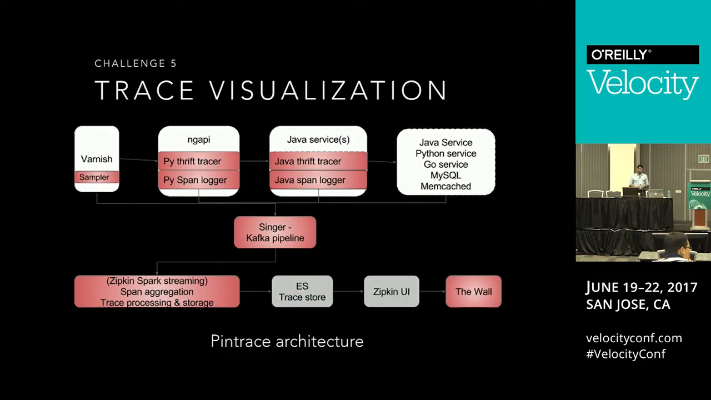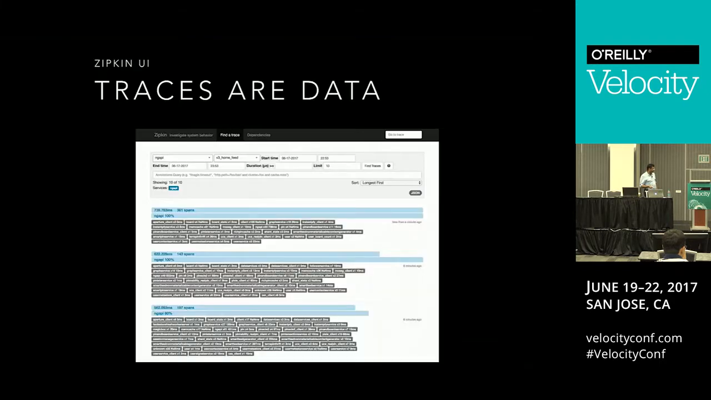And once we have the traces in ES, we need to tell our users to use it. So we have to stick a UI in there. So we just took the stock Zipkin UI and configured it to talk to our ES backend. And now you can search for traces, and then you can look for them in the UI.